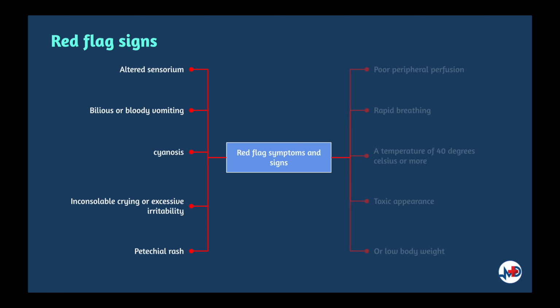Some red flag symptoms and signs in children with acute gastroenteritis would be altered sensorium, bilious or bloody vomiting, cyanosis, inconsolable crying or excessive irritability, petechial rash, poor peripheral perfusion, rapid breathing, a temperature of 40 degrees Celsius or more, toxic appearance, or low body weight.